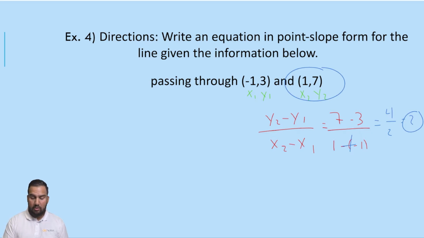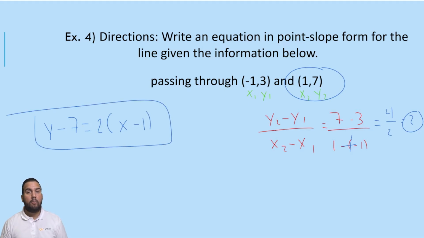So when I plug this in, this is what I'm going to get: y minus y1, which would be 7, is equal to my slope, which is 2, and then x minus x1, which is 1. And that's my final answer. That's written in point slope form.